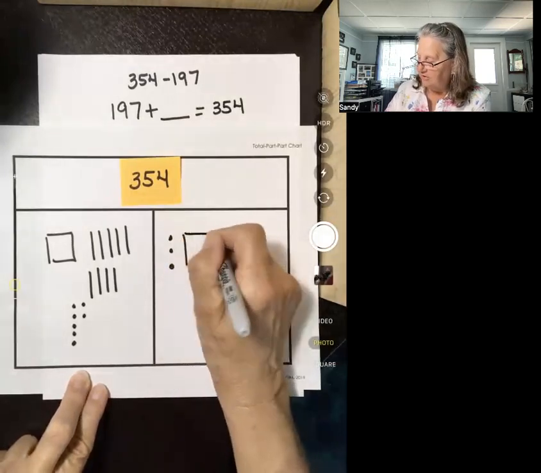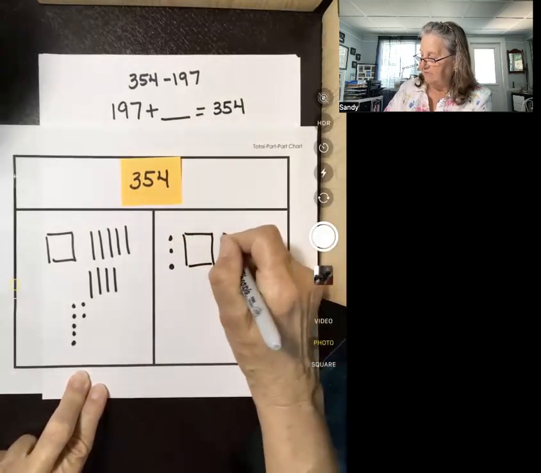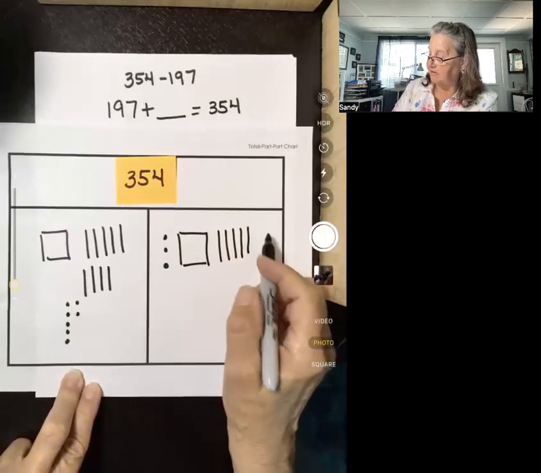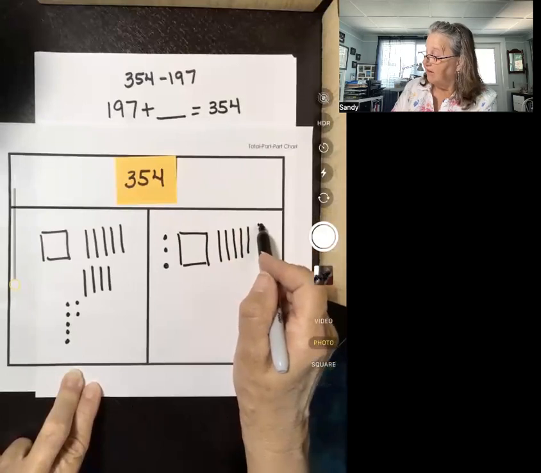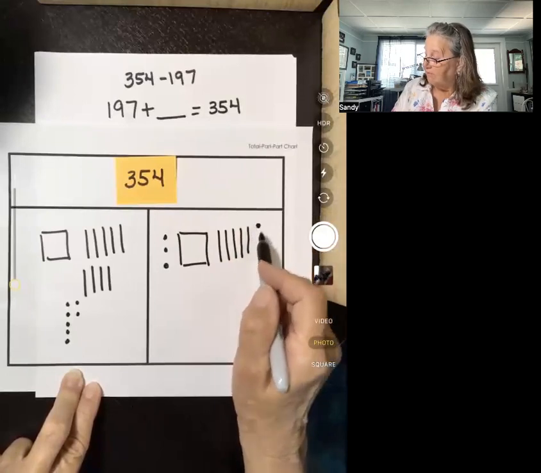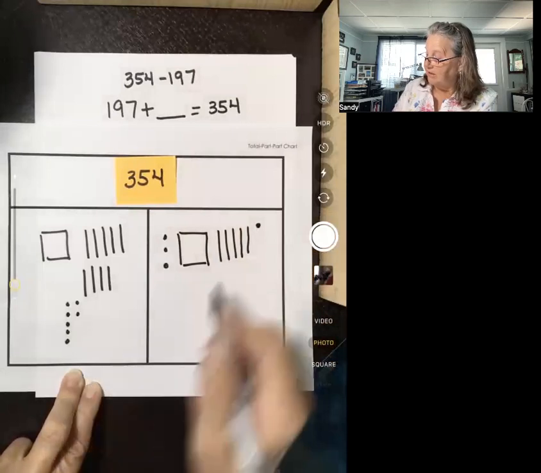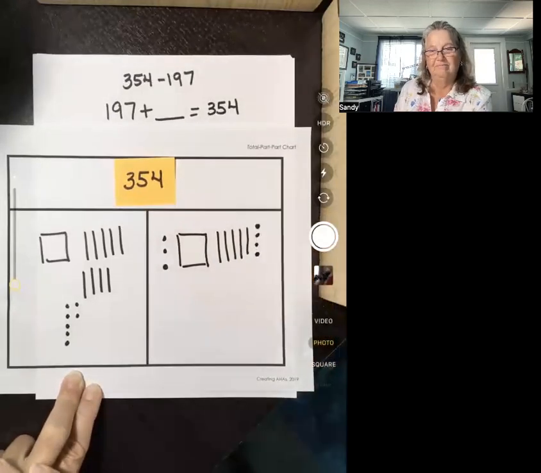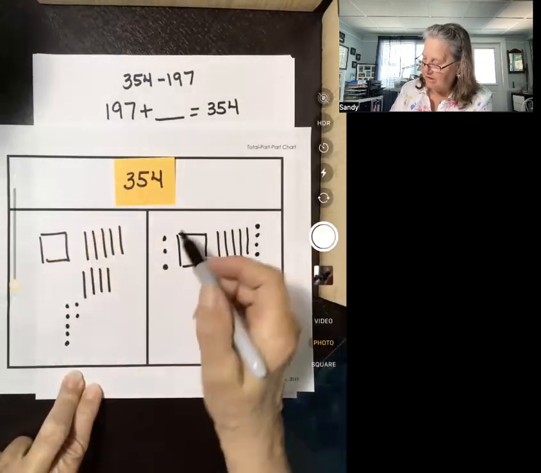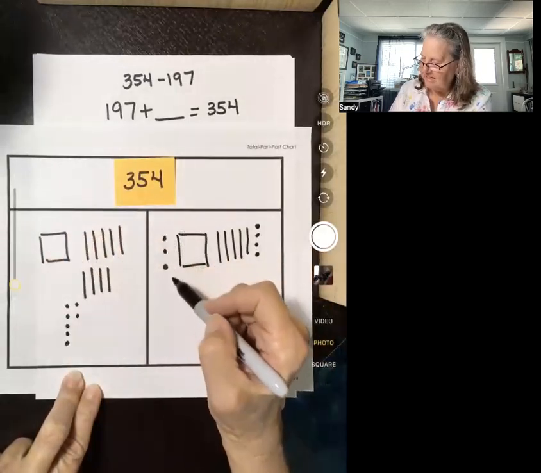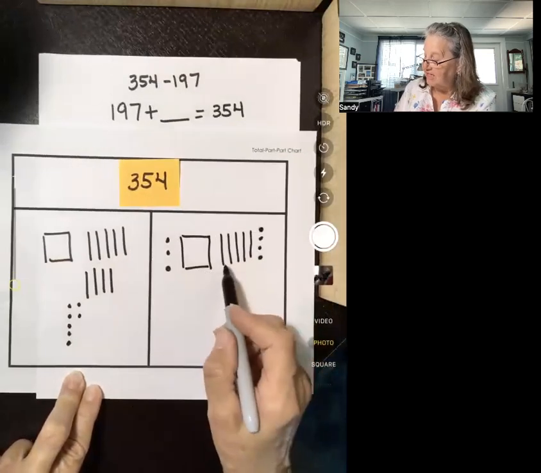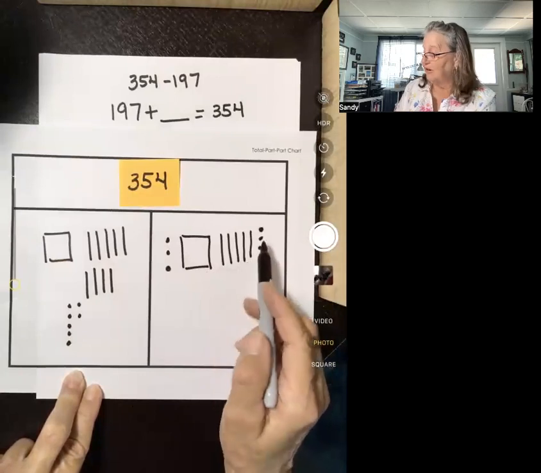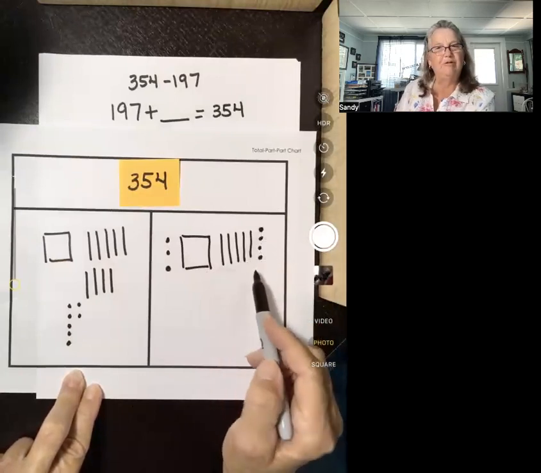What can I now do? 350, right? So 197, 198, 199, 200, 300, 310, 320, 330, 340, 350, 351, 52, 53, 54.